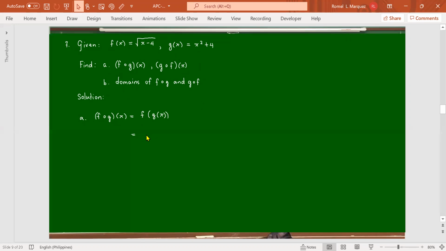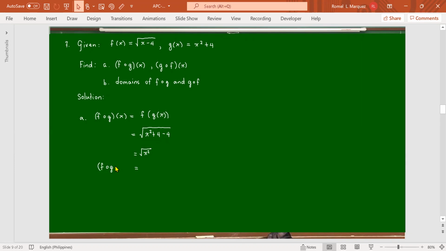What is this equal to? I'm going to insert x squared plus 4 into the x of f. So it's square root of, what is my x? X squared plus 4, right? Then minus 4. This is equal to what? Square root of x squared. Am I right, guys? What is square root of x squared, guys?